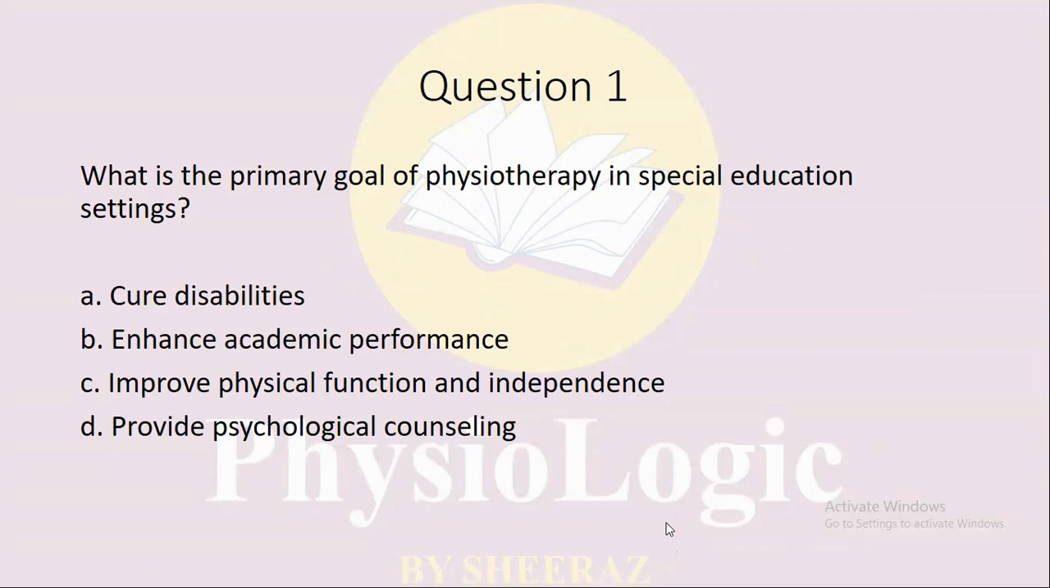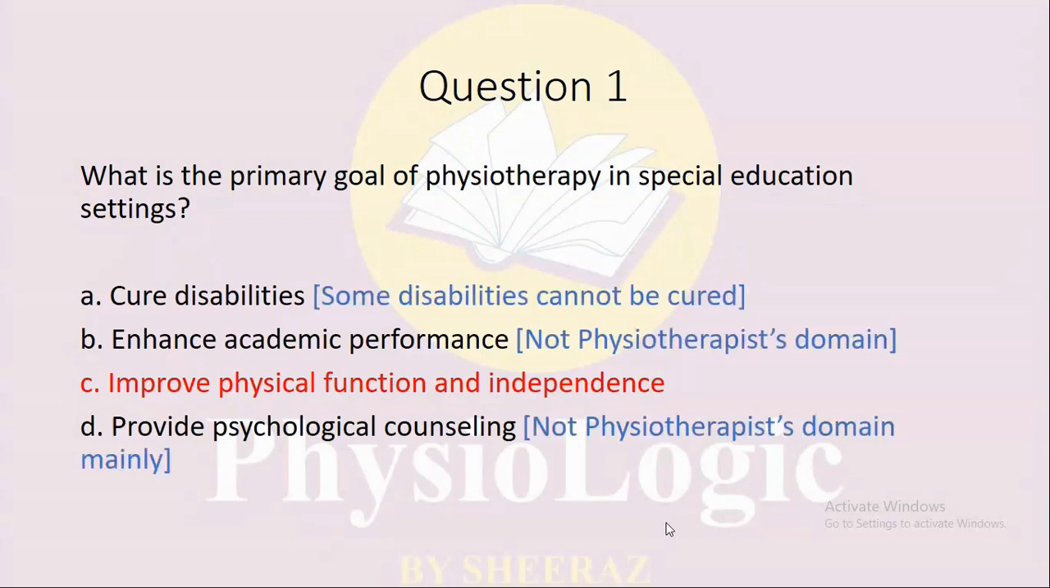What is the primary goal of physiotherapy in special education settings? Option A, cure disabilities. Option B, enhance academic performance. Option C, improve physical function and independence. And option D, provide psychological counseling. And the correct option is option C, improve physical function and independence.